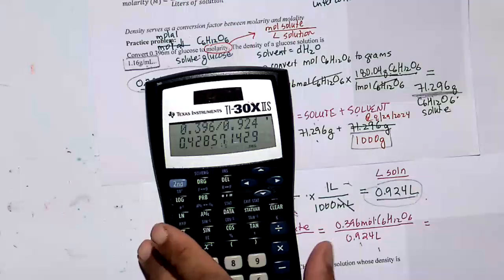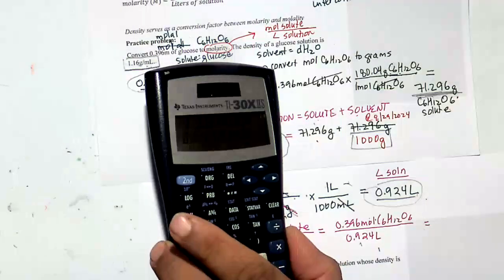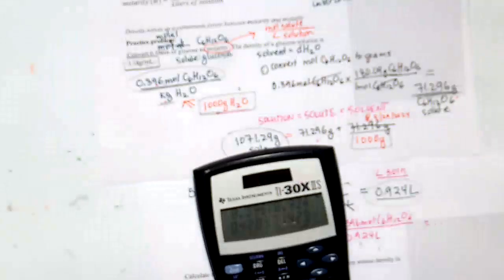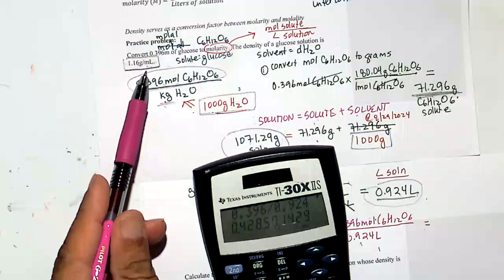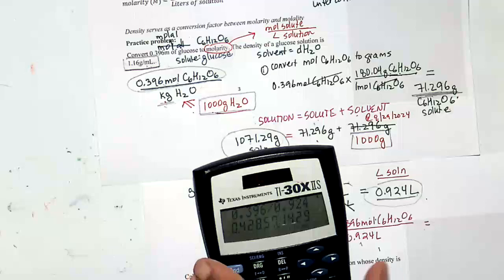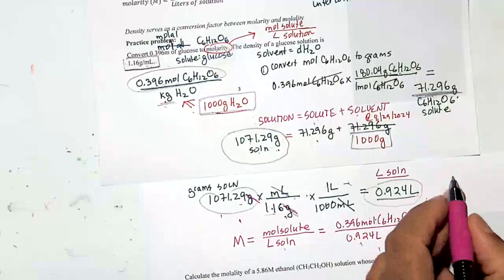About 0.43 big M. Is that what you guys got? 0.43? You got that? We'll do 3 digits because we have 3 digits here, so we'll do 3 digits there. So 0.429, big M.